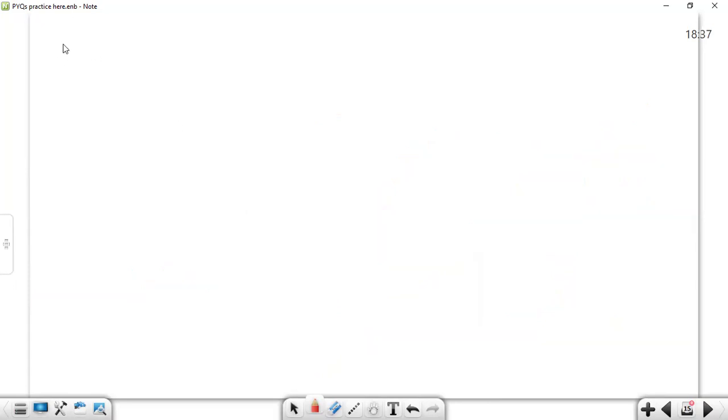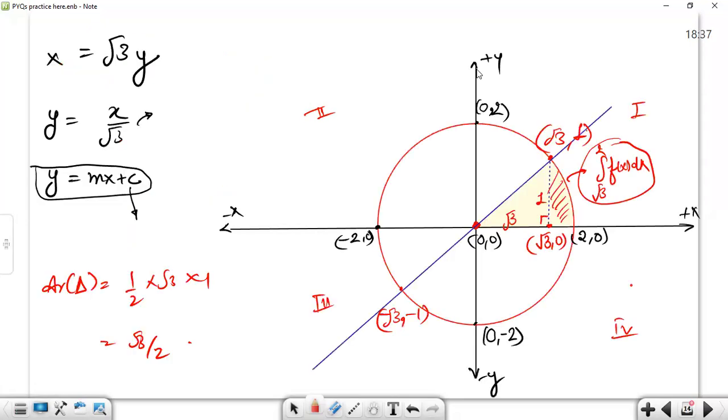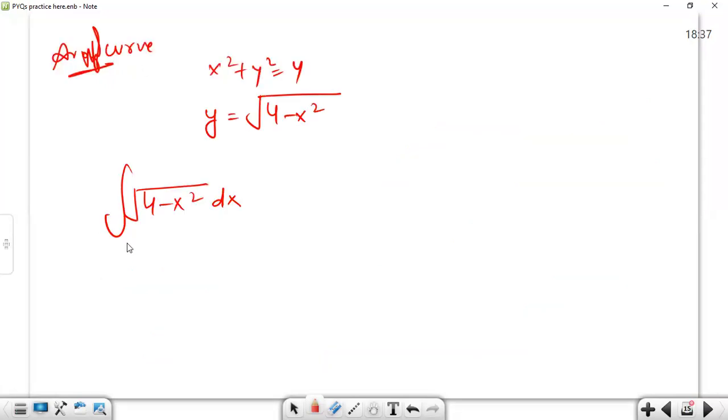Now let us find out the area under that curve. Our equation was x square plus y square is equal to 4. Let's represent this in terms of x only. Let's find out y: y is the square root of 4 minus x square. So now the integration of this function with respect to x from root 3 to 2.